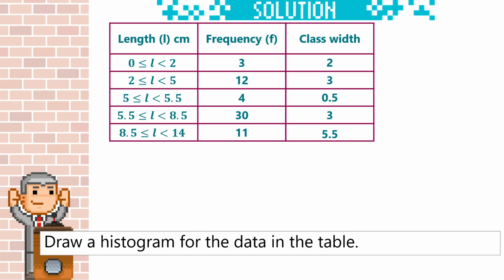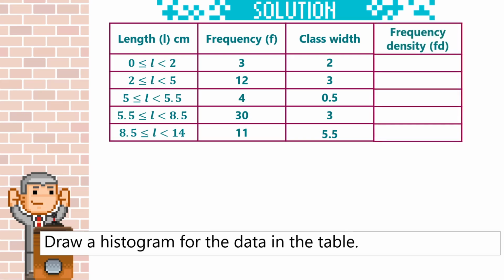We can then divide the frequency by the class width to find the frequency density. So we're going to do 3 divided by 2, 1.5, 12 divided by 3 is 4, 4 divided by 0.5, 8, 30 divided by 3 is 10, and 11 divided by 5.5, which is 2. We can then draw a histogram.